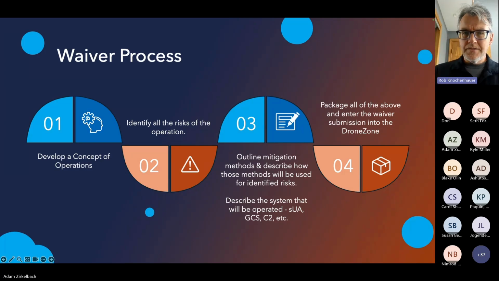Once you have your risks and mitigations outlined, you want to describe all the different systems and how they'll work within the context of those risks and mitigations, particularly how the aircraft works, how your ground control station works, and how your communications link between your aircraft and your ground control station works, in a way that is going to be robust and reliable.